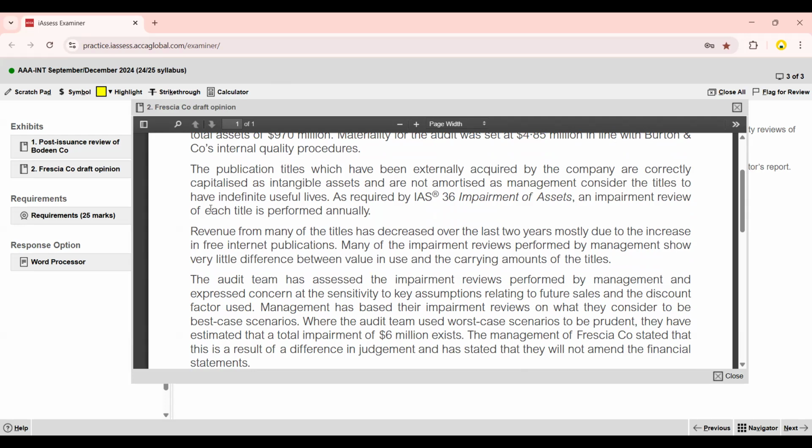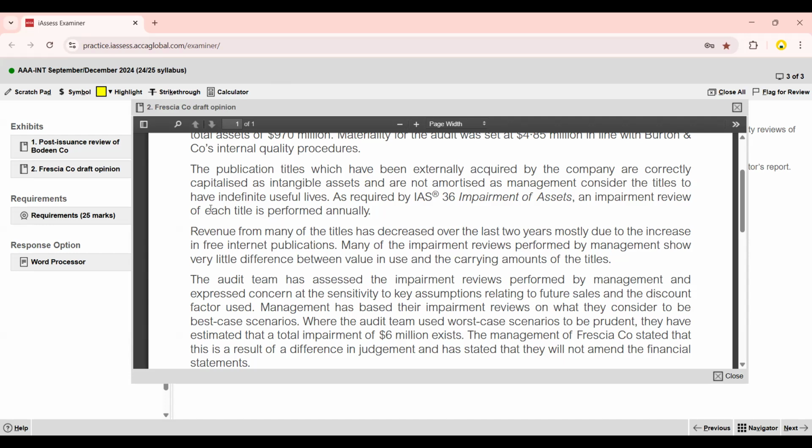Do you think it's correct? Publication titles have an indefinite life. No, it's not. As required by IAS 36, impairment of assets, an impairment review of each title is performed annually. Revenue from many of the titles has decreased over the last 2 years, mostly due to the increase in free internet publications.